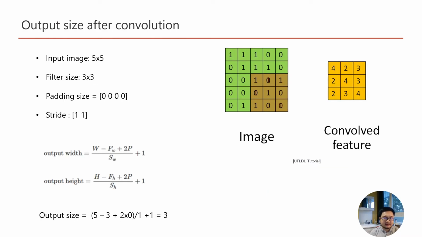The output size can be calculated with the following formula. Output width or height is equal to the width or height of the input, minus the width or height of the filter, plus 2 times the padding size, and then divided by the stride, and then plus 1. So you can see a calculation of the output size in our example.